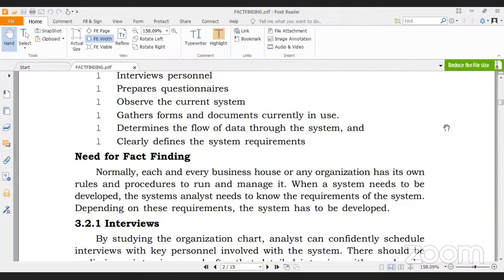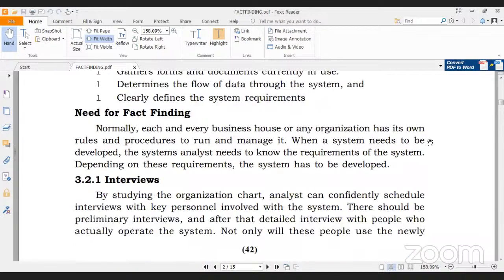But if the system already exists, then you have to first understand how the existing system is working. What are the inputs, how the existing system is processing those inputs, what is the output produced by the system. After knowing everything, you can go ahead, and the system analyst proposes the new system or the way the existing system is to be developed.